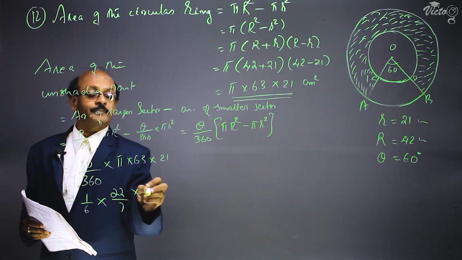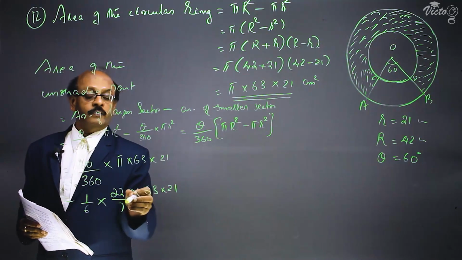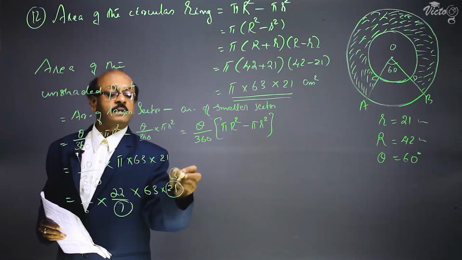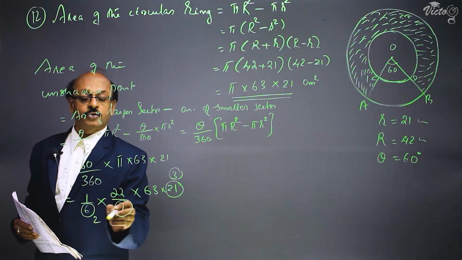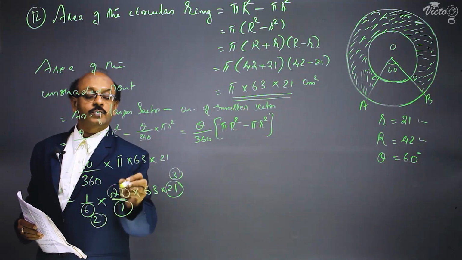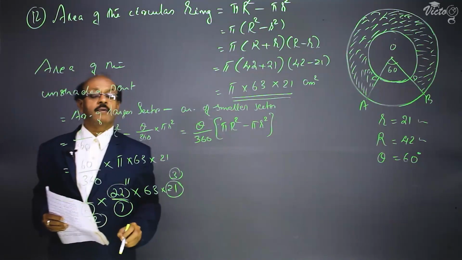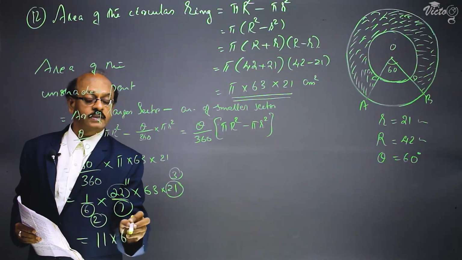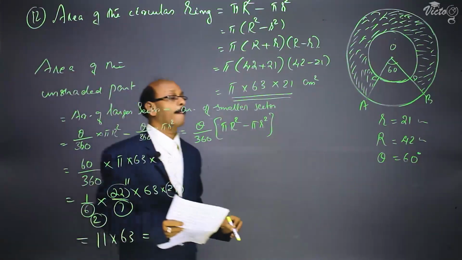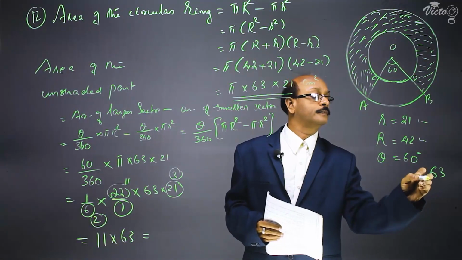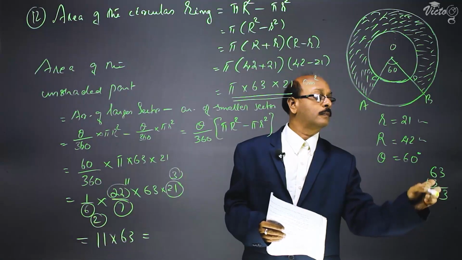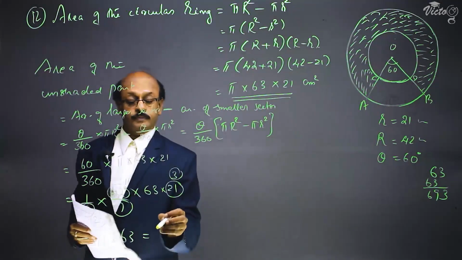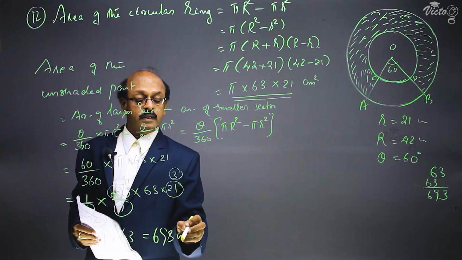22 by 7 into 21. This 7 and 21 get cancelled, giving 3. And this 3 and 6 get cancelled, giving 2. This 2 and 22 on cancellation will give 11. Therefore, the remaining quantity is 11 into 63, which is equal to 693 centimeter square.